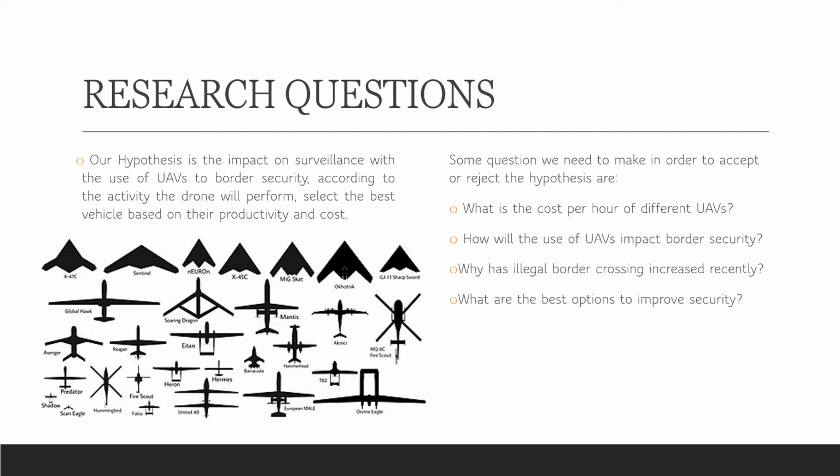Our hypothesis relies on the impact on surveillance of using UAVs for border security. According to the activity the drone will perform, we'll select the best vehicle based on its productivity and cost. Some questions we need to ask ourselves in order to achieve our hypothesis are the cost per hour of different UAVs and how this will impact border security. Also, we'll take into consideration why illegal border crossing has increased recently, and what the best options are to improve security.